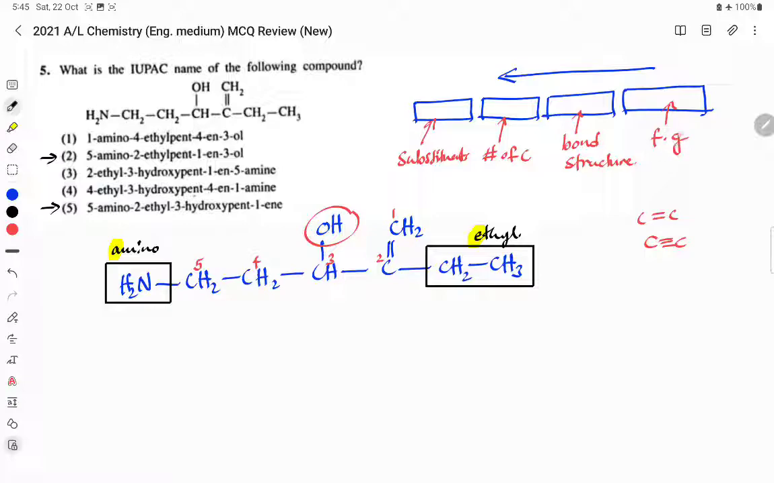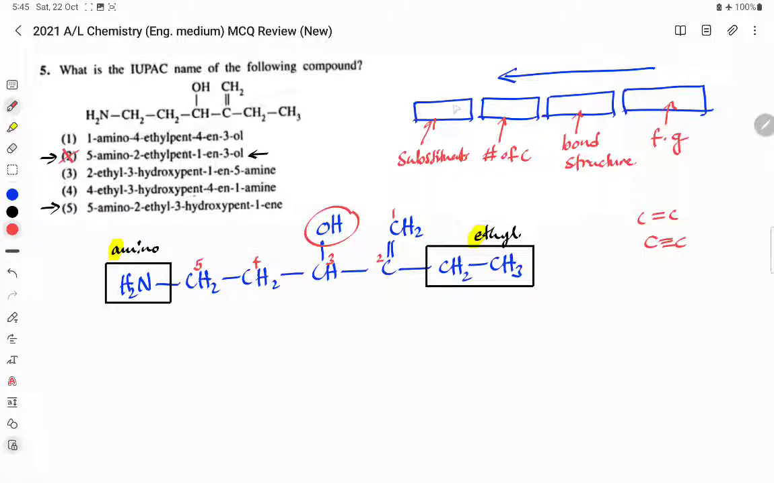This is the name of the functional group. Its name is ol. So it should be 3-ol. It's in the 3rd carbon. So it should be this one then. So we can easily find the answer, second one.